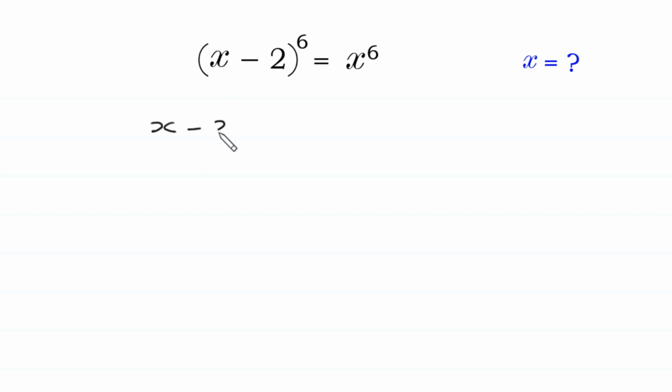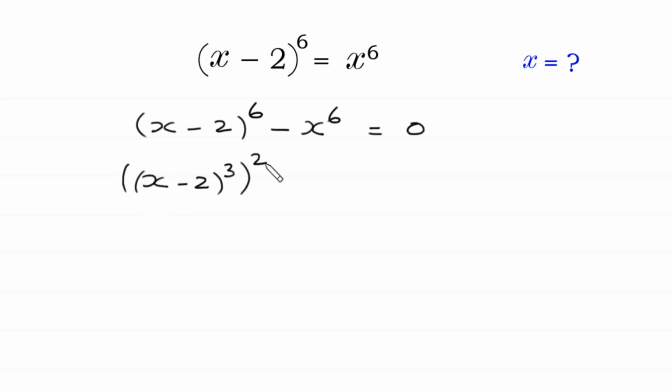(x - 2)^6. This plus x^6 becomes negative x^6 at the left side, equal to 0. Now we can write this (x - 2)^6 as ((x - 2)^3)^2 minus, we can write this x^6 as (x^3)^2, equal to 0.